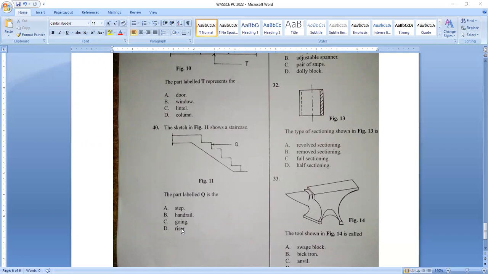So all you need to do is to practice, as I usually say. Everything in technical drawing is practical. So you practice very well, and when the question comes, you'll be able to answer the questions.